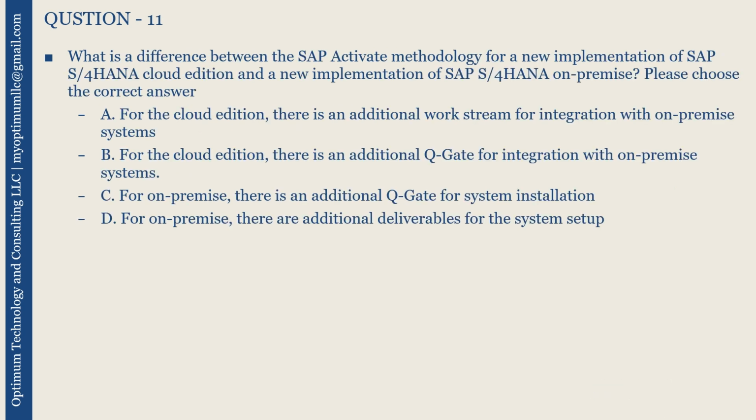Question 11. What is a difference between the SAP Activate methodology for a new implementation of SAP S/4HANA Cloud Edition and a new implementation of SAP S/4HANA on-premise? Please choose the correct answer. A. For the Cloud Edition, there is an additional work stream for integration with on-premise systems. B. For the Cloud Edition, there is an additional QGate for integration with on-premise systems. C. For on-premise, there is an additional QGate for system installation. D. For on-premise, there are additional deliverables for the system setup.